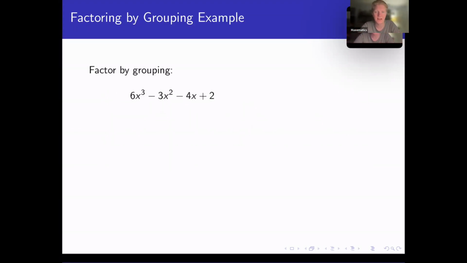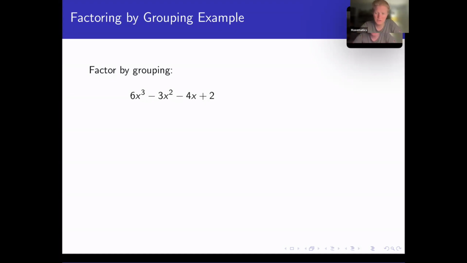So let's see what we got. 6x cubed minus 3x squared minus 4x plus 2. Notice they don't all have an x, so we can't take out an x. 6, 3, 4, and 2. Find me a number that divides all 4. Well, the only one is 1, so that's not going to work.